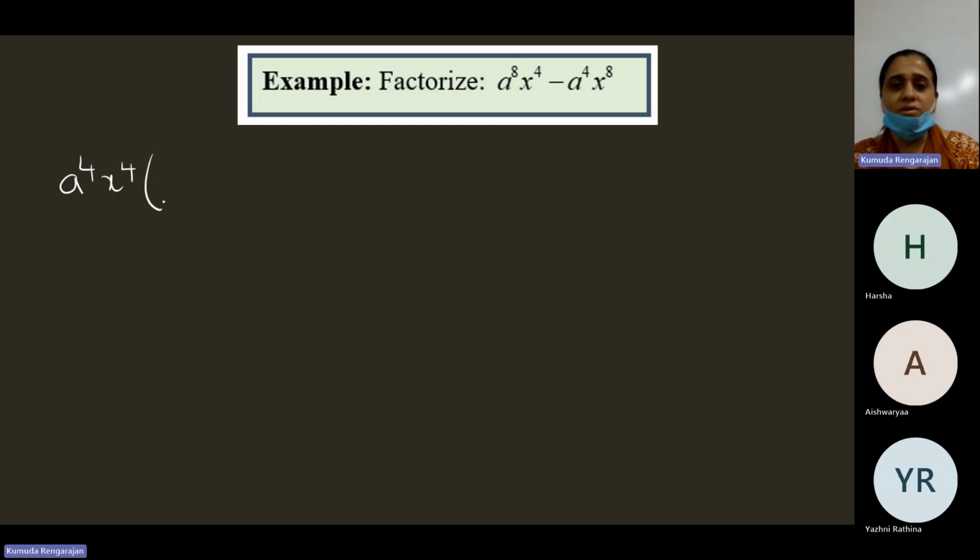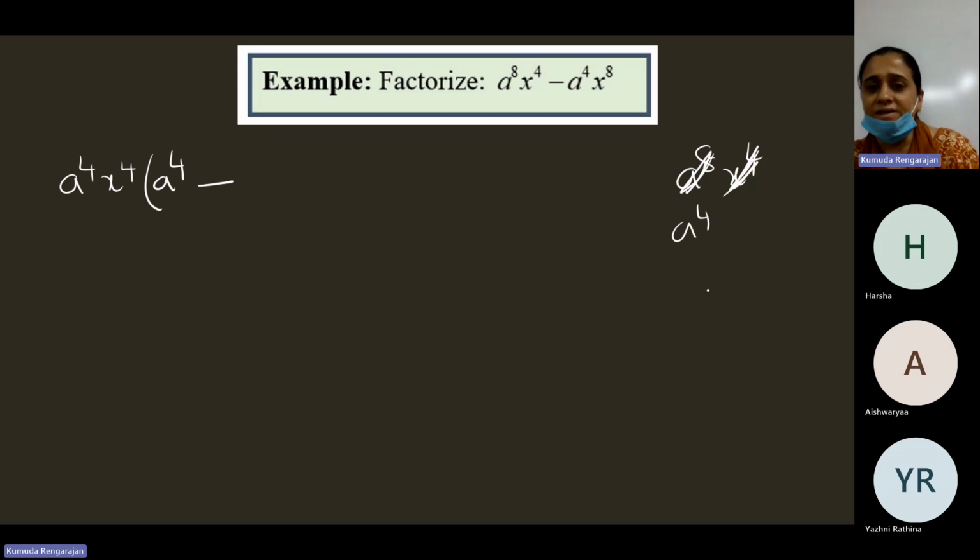After taking this common, the first term is this one. This is common. Here we have a to the power 4, and we need to get a to the power 8. So 4 plus 4 is 8, so we need to write a to the power 4 inside the bracket.